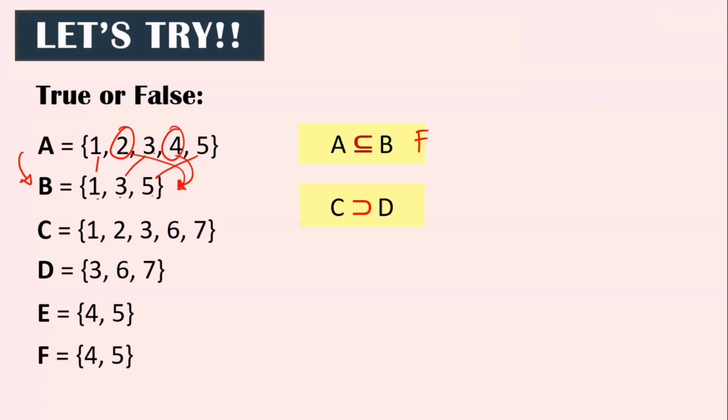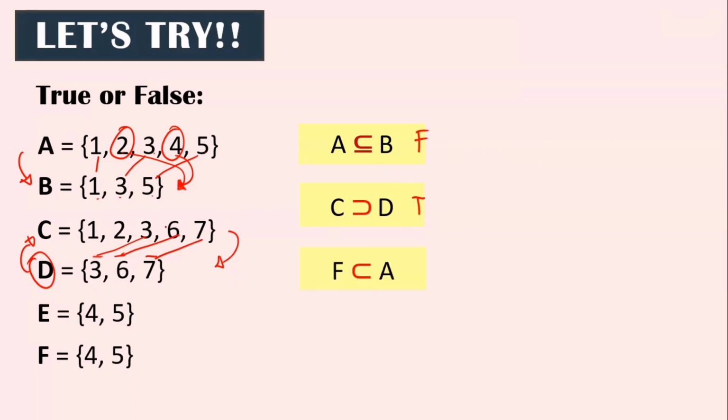Si C daw ba ay superset ni B? Okay, anong sabi kanina? Kapag daw ang C natin ay, if D is the subset of C, therefore we can say that C is the superset of D. Okay, tignan natin kung ang D ay subset ba ng C. Meron bang 3, 6, 7 sa taas? Okay? 3, 6, 7. Therefore, si D ay subset ni C. Kung si D ay subset ni C, therefore si C ay superset ni D. So this is true.